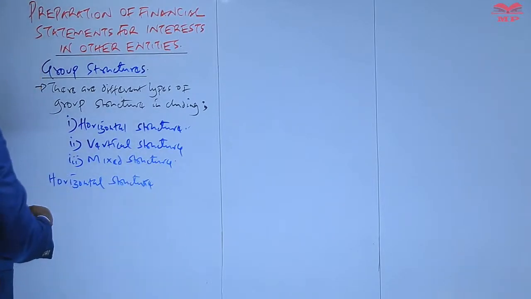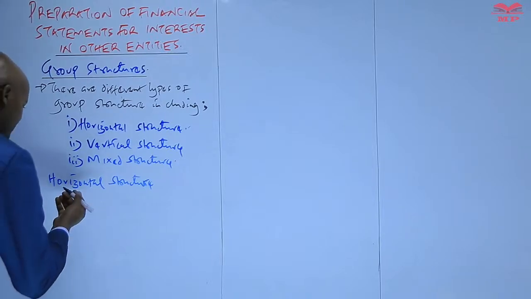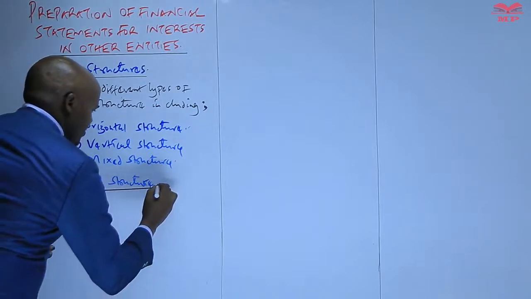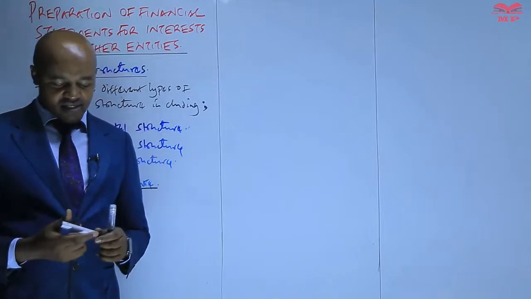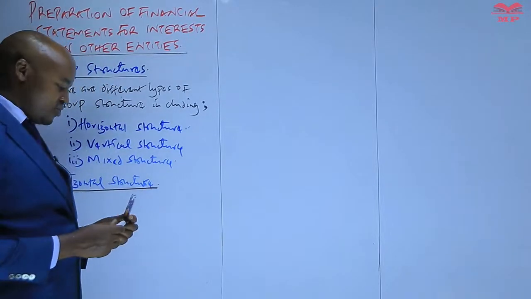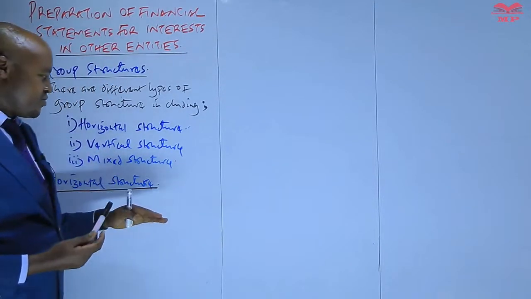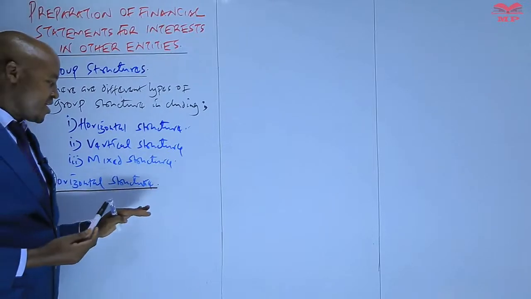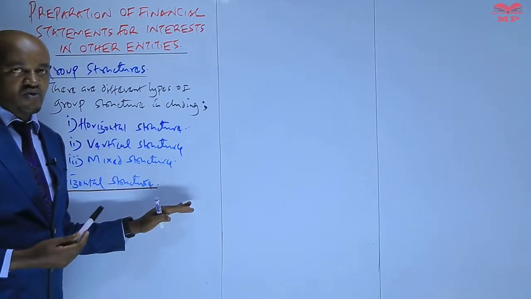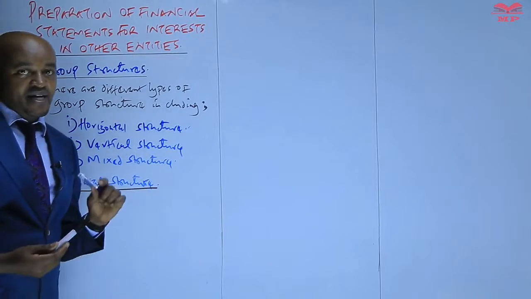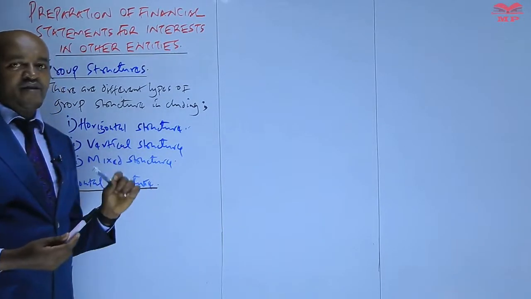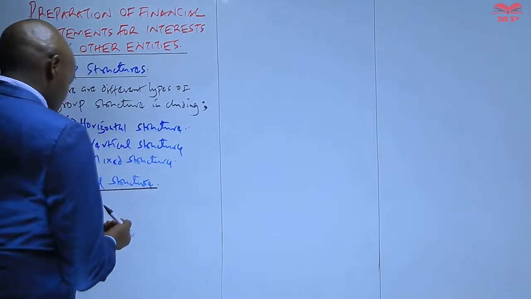When we talk about the horizontal structure, this is whereby the parent company is having direct shareholding in a number of subsidiaries. For example, in this case, we can be told that A Limited, which is basically the parent company, has acquired some shareholding in B Limited, C Limited, and also D Limited. So that means the parent company here has direct shareholding in a number of subsidiaries.